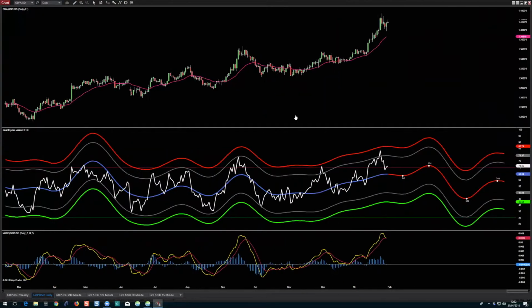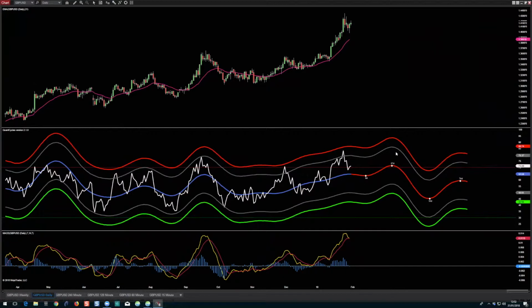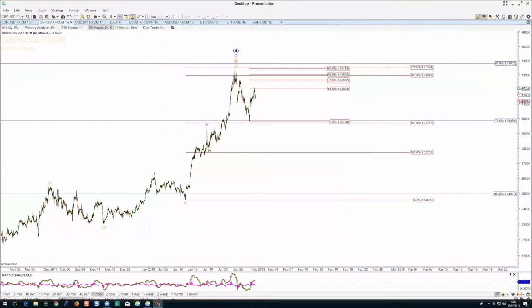And again, coming down to the daily time scale, you can see we can just push a little higher, but the curve of this is gentle, so I'm not expecting much, and then down in cable.